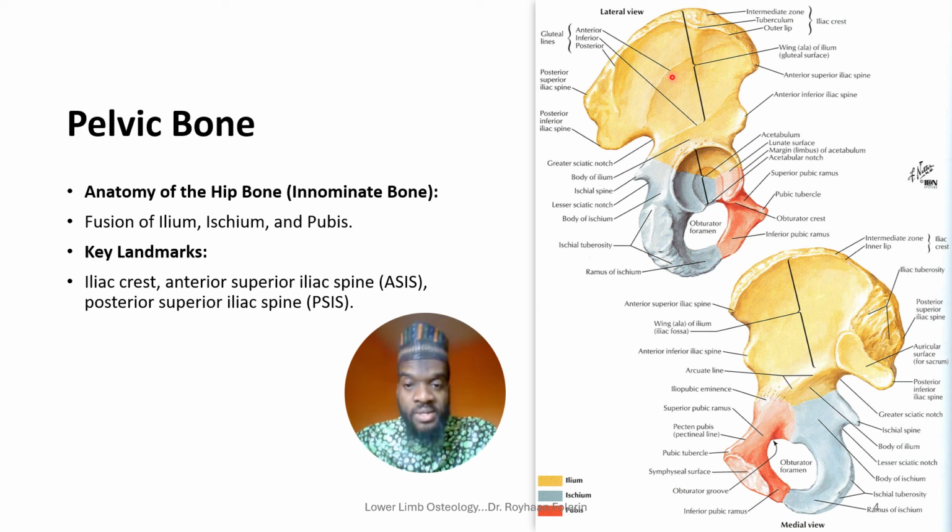Right here, you are looking at the external surface of the pelvic bone, referred to as the lateral view. This is when you look at the pelvic bone from the outside, on the lateral side. And when you flip it back, this is what you see on the medial view. So let's start with the lateral side.